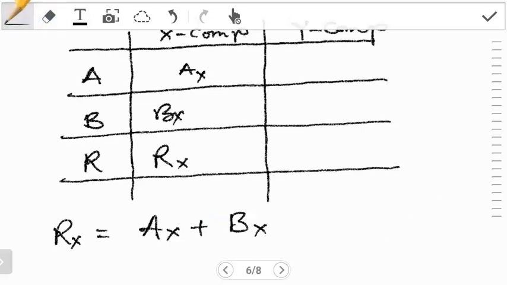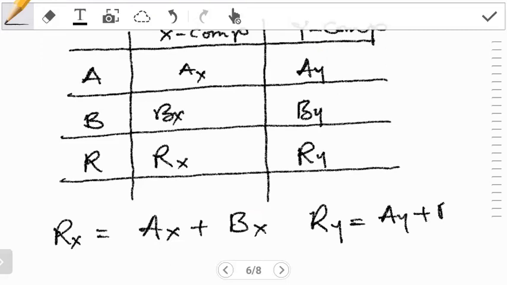And we know we only add vectors in terms of their components. Here, of course, we have the Y component of A, and here the Y component of B, and what we get here is the Y component of the resultant. Just as we saw for the X, to get the Y component of the resultant, we have to add A in Y plus B in Y.